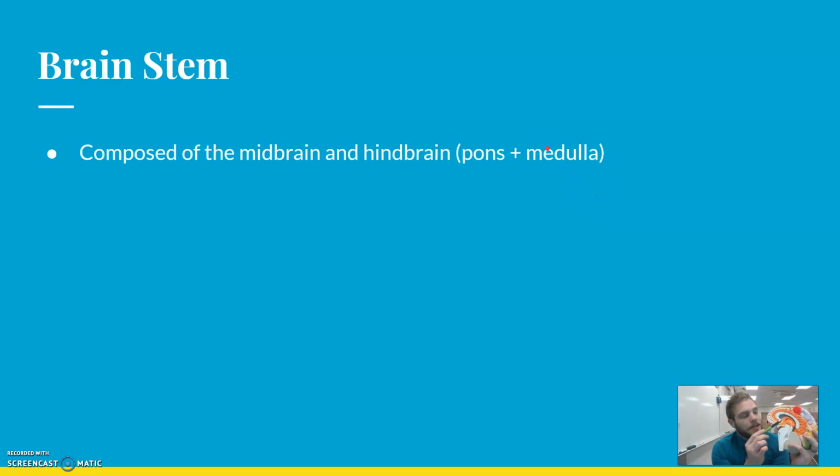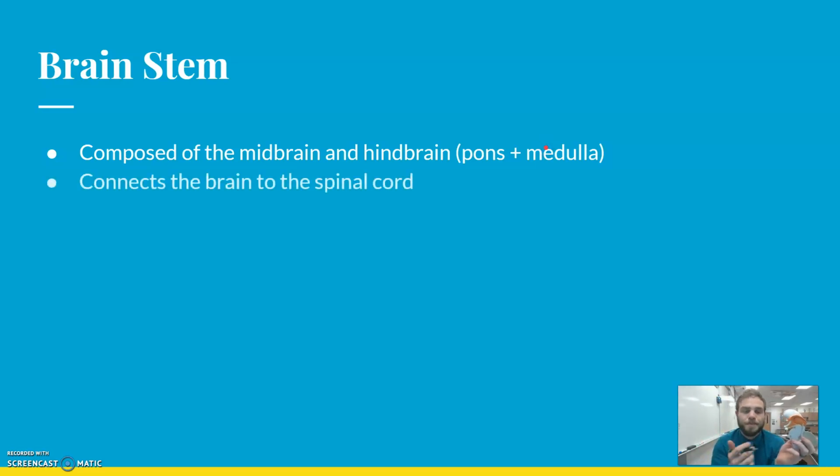Moving past the diencephalon, and I can actually separate it here to make this a little bit easier to see. So we have that diencephalon here, and then we get down to the brain stem. Now the brain stem has two parts, or you can consider it as three. You'll see it both ways. You have the midbrain and the hindbrain. Sometimes you'll see the hindbrain broken up into the pons and the medulla.